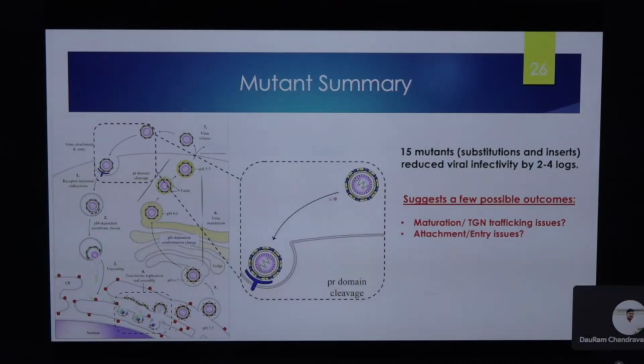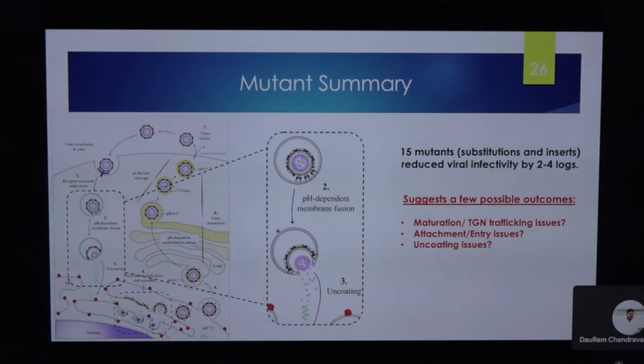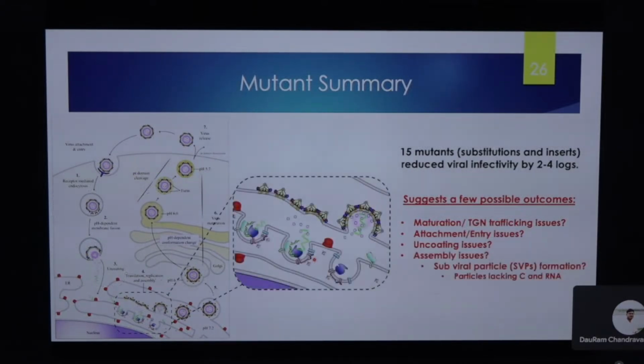We could also be disrupting attachment and entry. Again, if we remain in that immature phase, or if we lock the particle in a specific conformation that does not allow for attachment, we would see a reduction in titer. We could also be having uncoating problems. Maybe the virus is forming perfectly fine, maybe it is attaching and entering a new cell completely fine, but it is not able to uncoat itself. Maybe it's locked in a conformation that's not conducive to uncoating, so we would see a reduction in titer. Or, as hypothesized, maybe we are disrupting assembly.